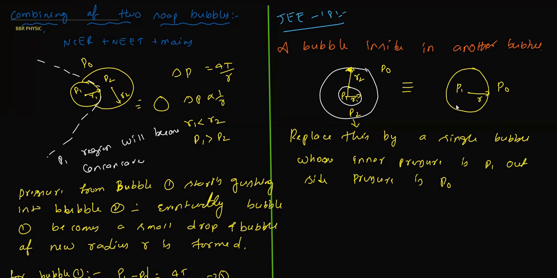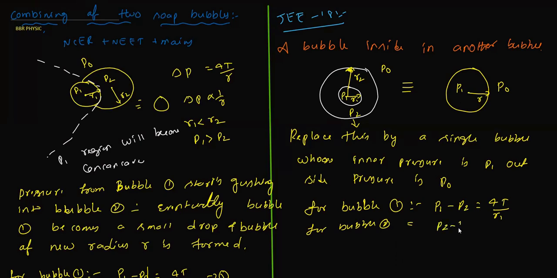This bigger one also. So, for example, if you write equations for bubble 1, if you observe here, what can we write now? P1 minus P2 equals 4T by R1. Why? Because this is P1, this is P2. For the second bubble, P2 minus the outside one, P0. So for bubble 2, P2 minus P0 equals 4T by R2. You just have to add these two.